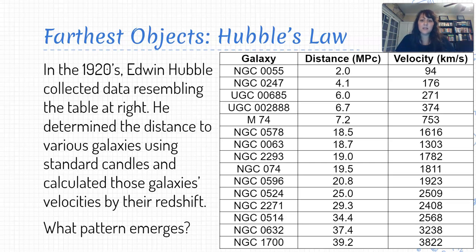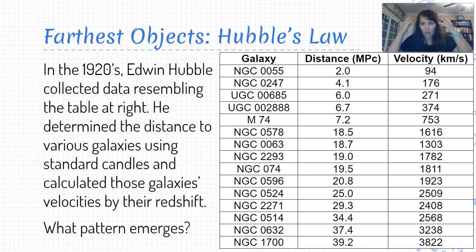And just so you can make sense of this table, the unit used to measure distance here is megaparsecs. And megaparsecs are equal to about 3.26 million light years away. Okay, so that's really far. So even the closest galaxy here, NGC 0055, the fact that it's 2 megaparsecs away means that the light that we see from that galaxy was actually emitted 6.5 million years ago. And that's just the closest one.